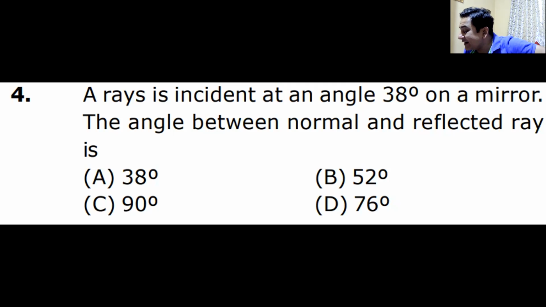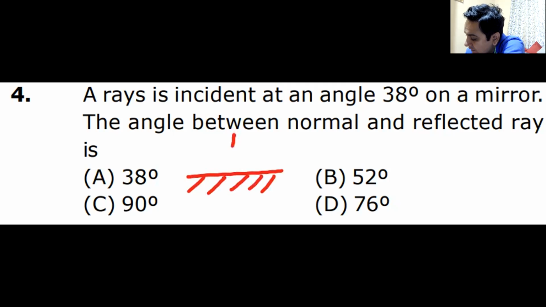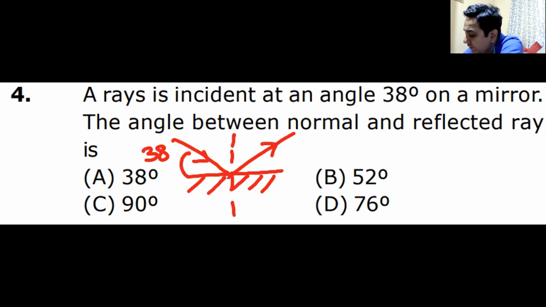The ray is incident at an angle of 38 degrees to the mirror. You have not read the question carefully, beta. If this is my mirror, this is the normal, this is the incident ray. He is telling us that this angle is 38. This will be the reflected ray. This angle would be 52, 90 minus 38.